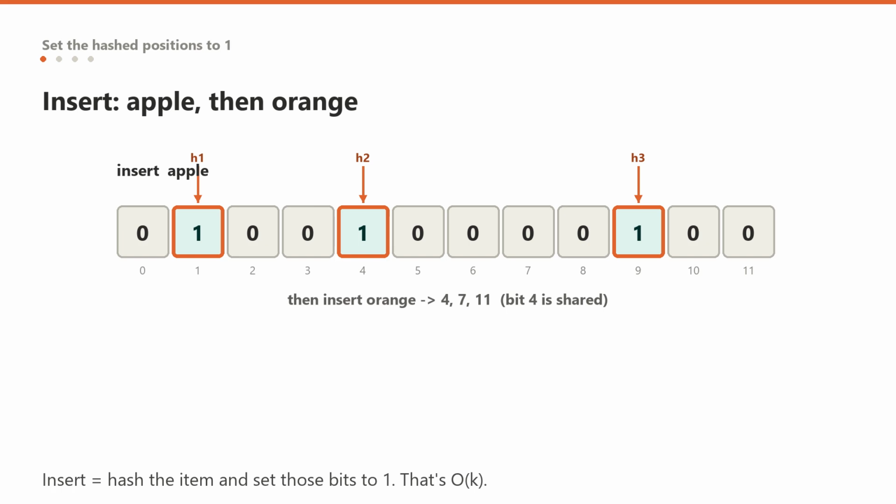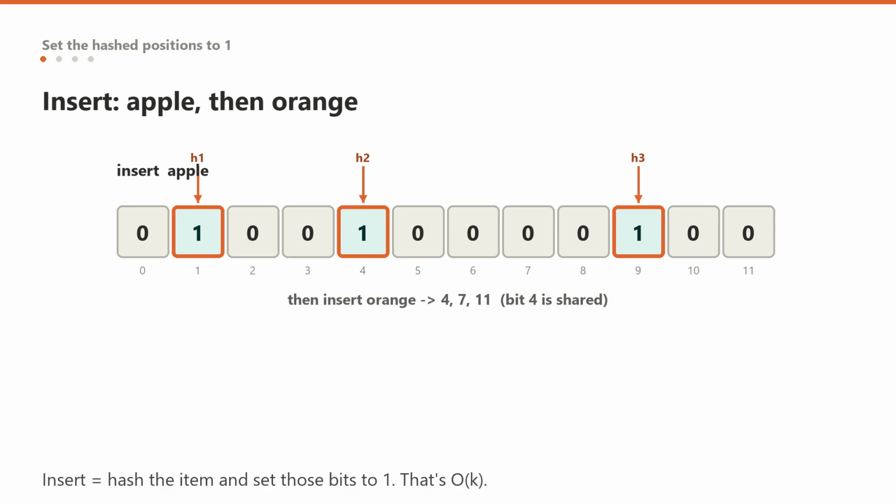Now let's insert a second word, orange. Its 3 hashes give positions 4, 7, and 11. We set those to 1 as well. Notice position 4 was already 1, from apple. That's fine, bits are shared, and we just leave it set.